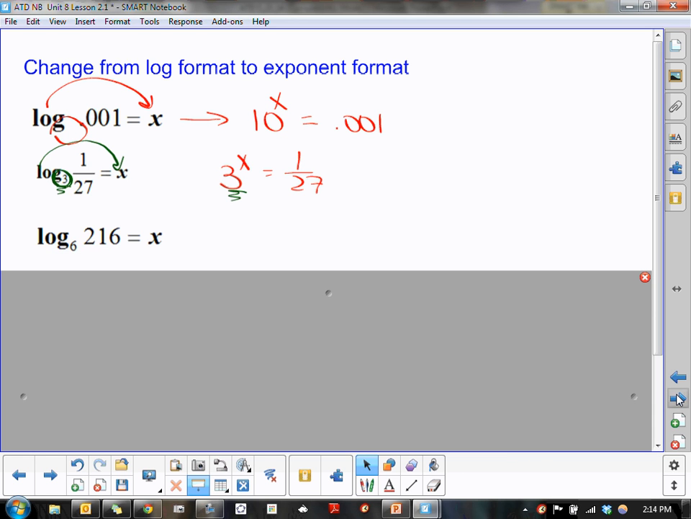Just out of curiosity, on the test, are you going to expect us to figure out what x is? Yes, we're going to work on that even more today. In that problem, it would have been a negative 3. What was that one again? They were both negative.